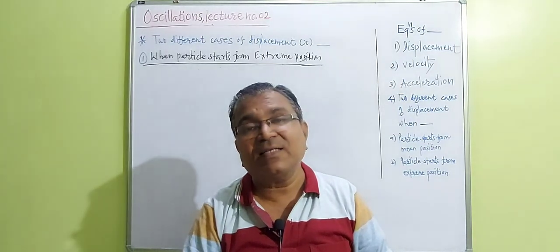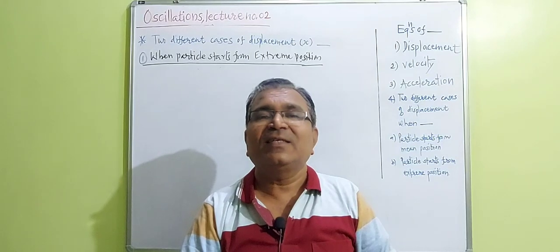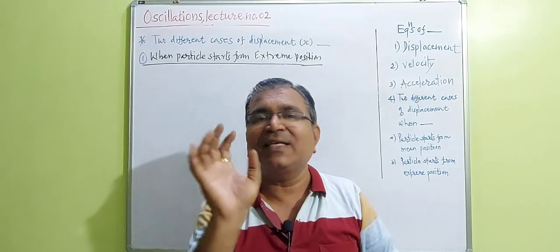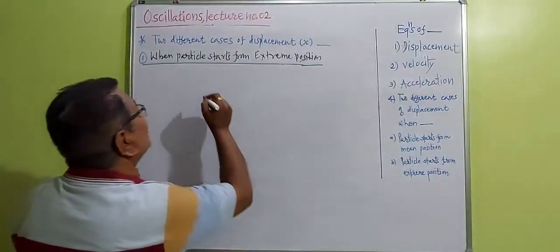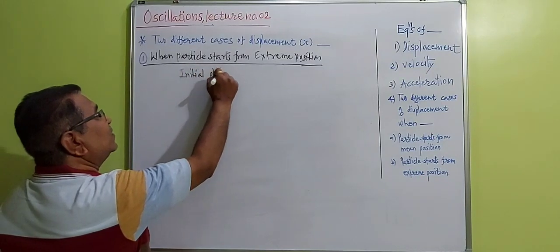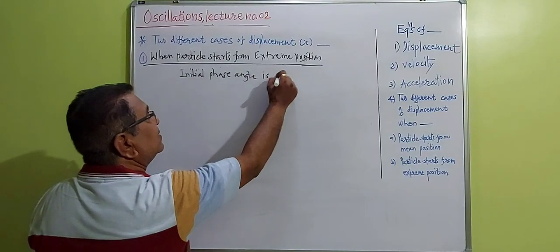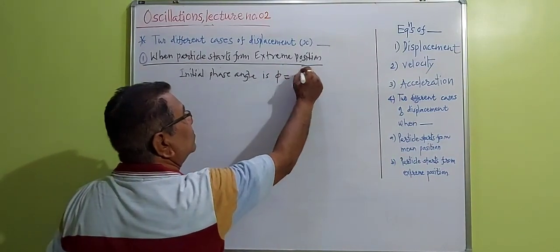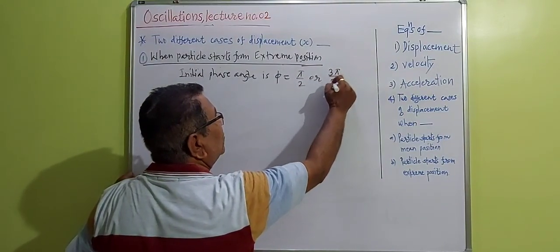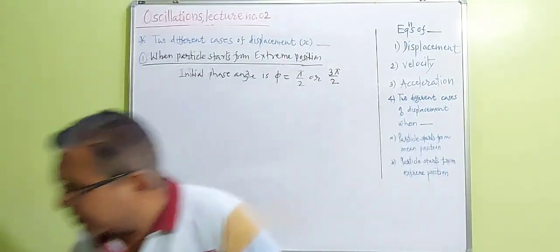So when the particle starts from extreme position, at that time initial phase angle is either pi by 2 or 3 pi by 2. So here initial phase angle phi is equal to pi by 2 or 3 pi by 2. Pi by 2 means the particle is already at extreme position.